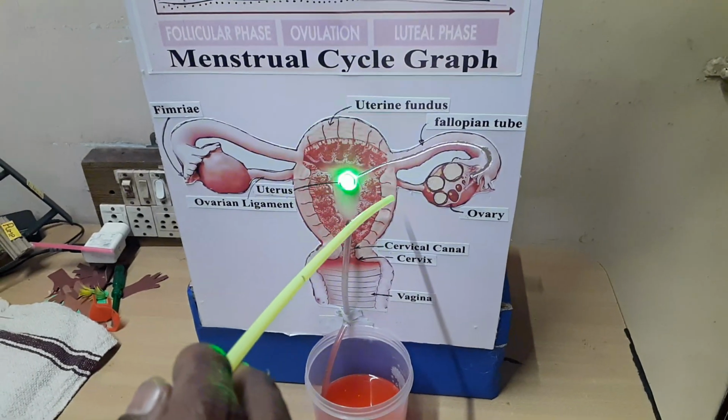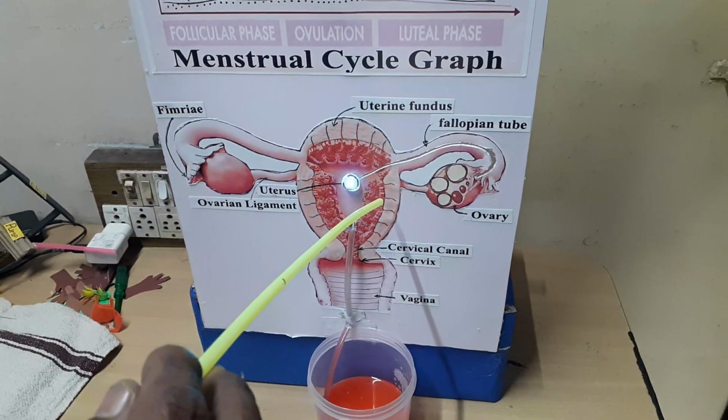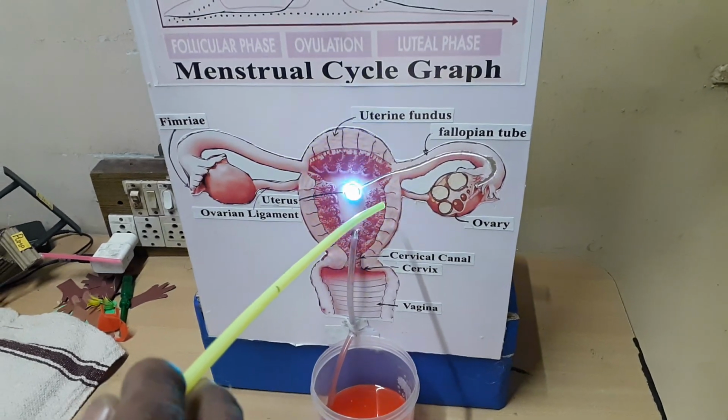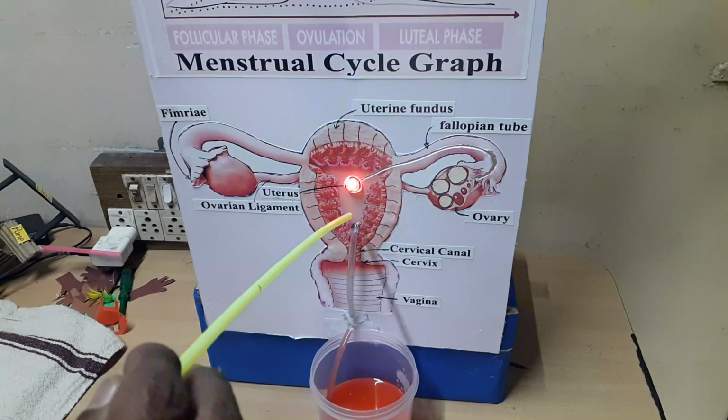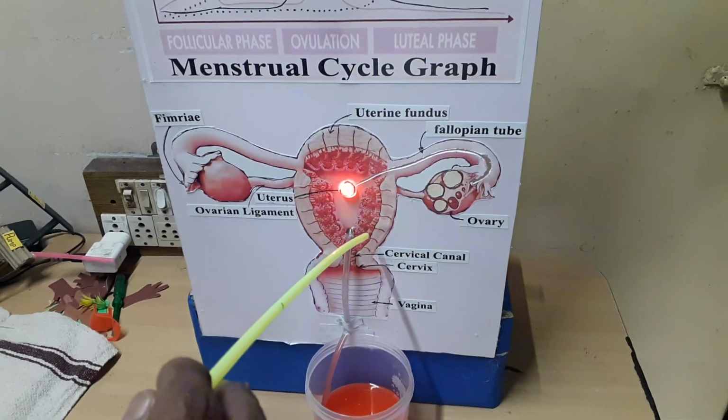The menstrual cycle begins with menstrual bleeding. Once the bleeding stops, the uterus lining becomes thick and begins to prepare for a possibility of pregnancy.